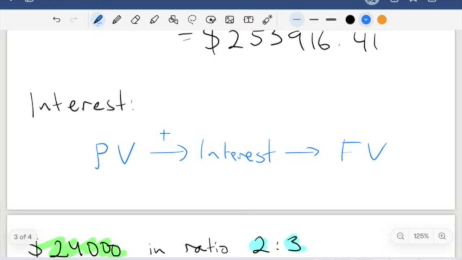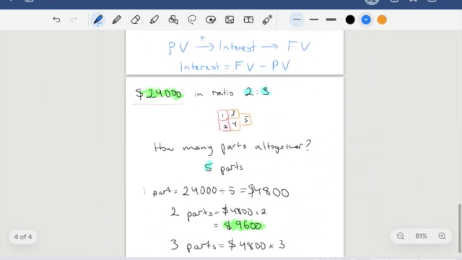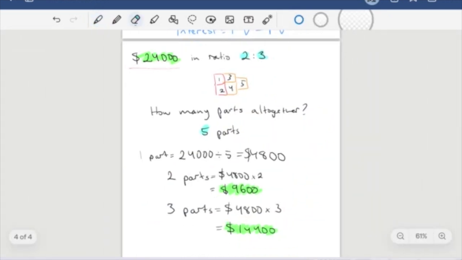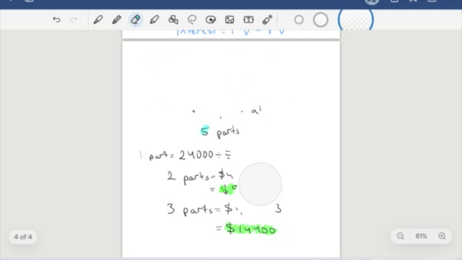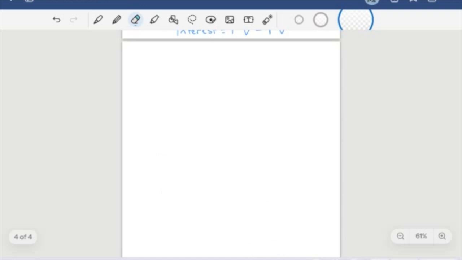So we can then write interest. Our interest is going to be the difference between the future value and the present value. And we can find that by doing the future value minusing the present value here. Let's work through this with a couple of questions. Now, apologies, I have to rub this out from a previous video. And we will get through a couple of examples.